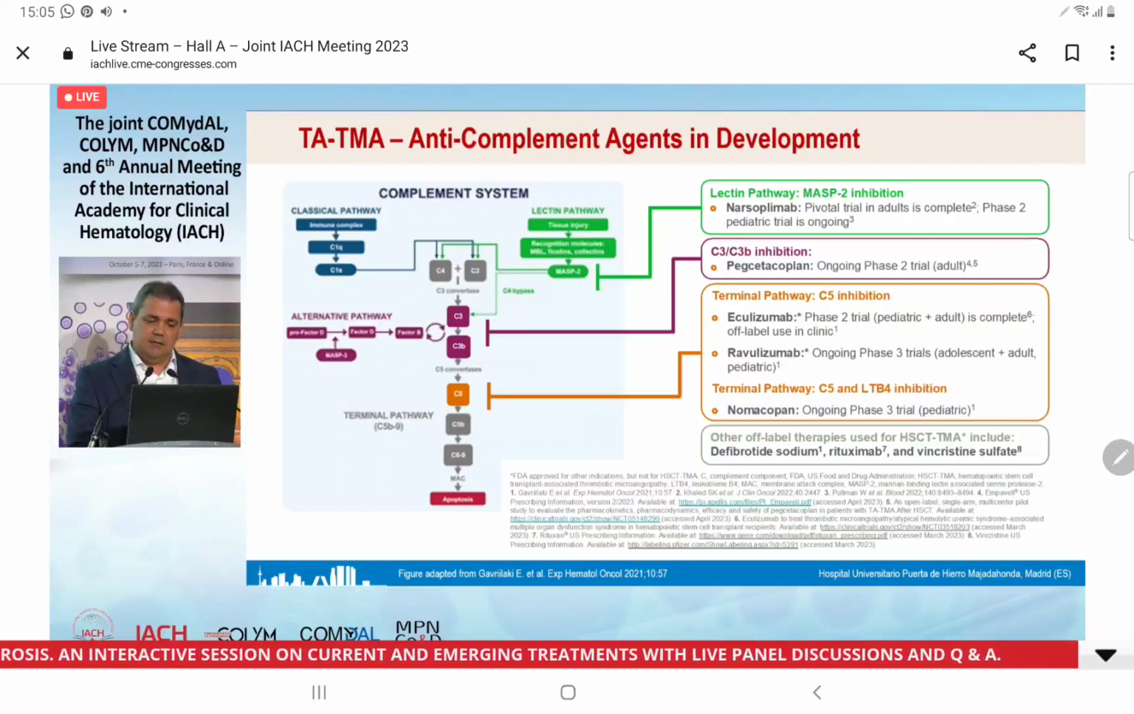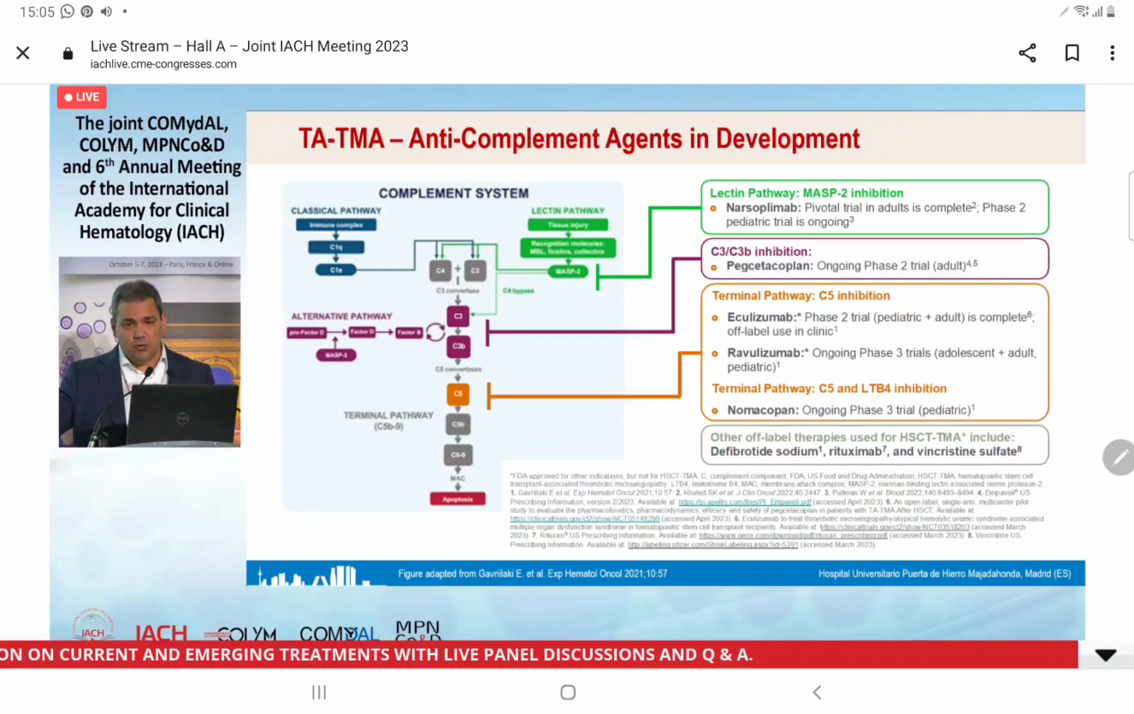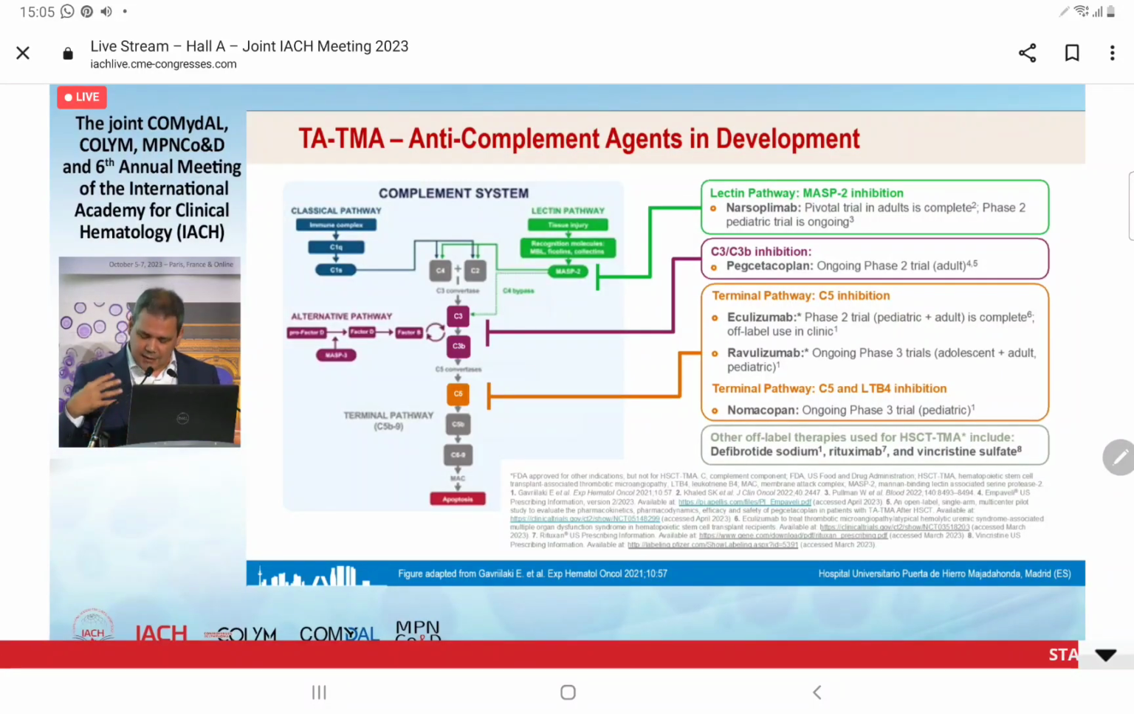Pegcetacoplan is a C3 inhibitor. That's probably where the field is moving in the PNH world as well. There are oral formulation drugs and CA3. This is CA3. Pegcetacoplan is my last slide, and this is still ongoing. And then narsoplimab is an anti-lectin pathway MASP-2 inhibitor that is also a new drug, and it's in the process of discussion for approval. So I won't go into more detail there.